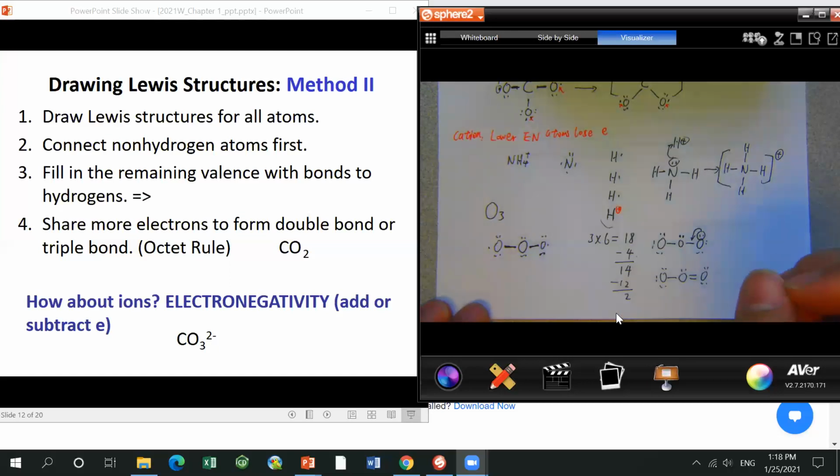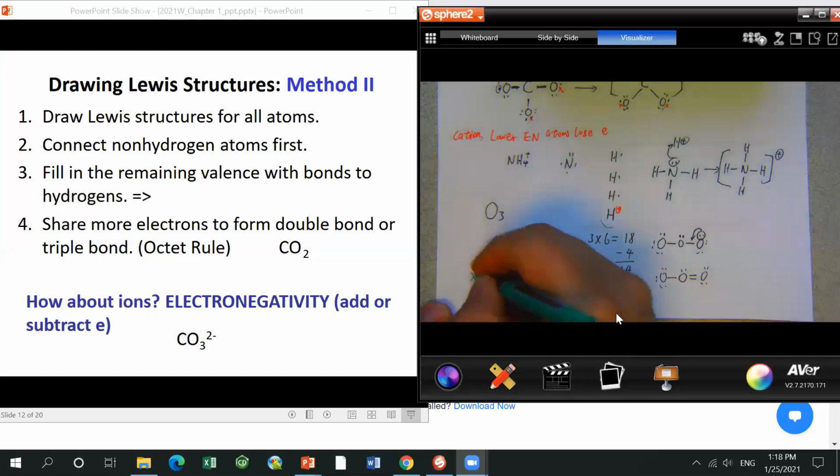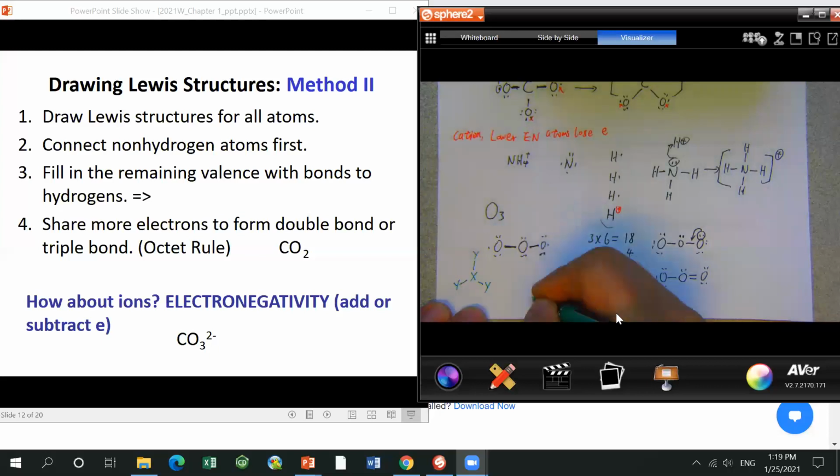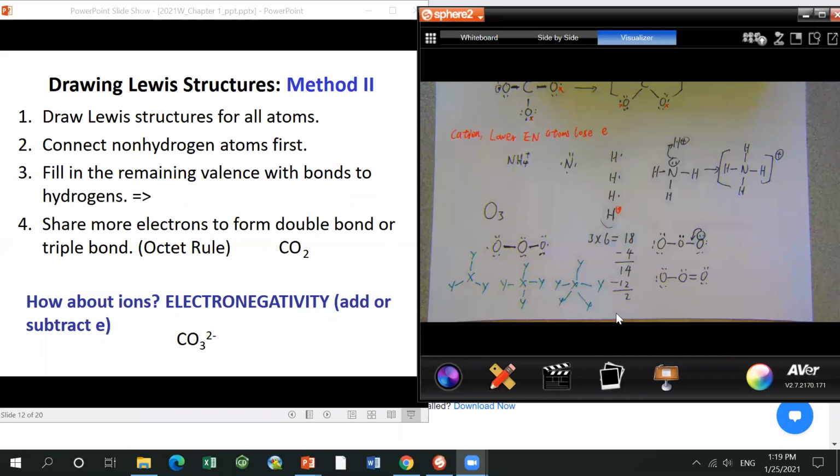So if you have a star shape molecule, for example X with 3 atoms attached to the middle atom, or maybe 4 atoms, or maybe 5, something like this, that's what I call the star shape. Method 1 is the better way. It always gives you the right Lewis structures.